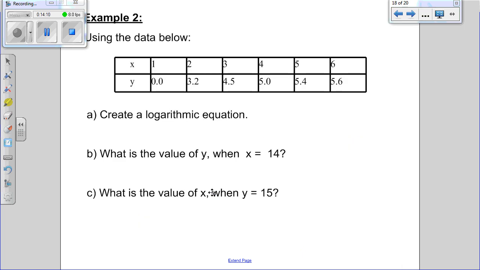So, using the data below, create a logarithmic equation. What is the value of y when x equals 14? What's the value of x when y equals 15? I want you to try all three on your own. So give it a shot. Don't round when you're calculating for b and c.